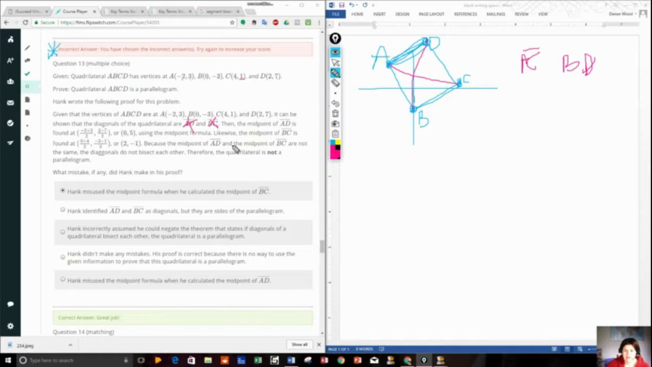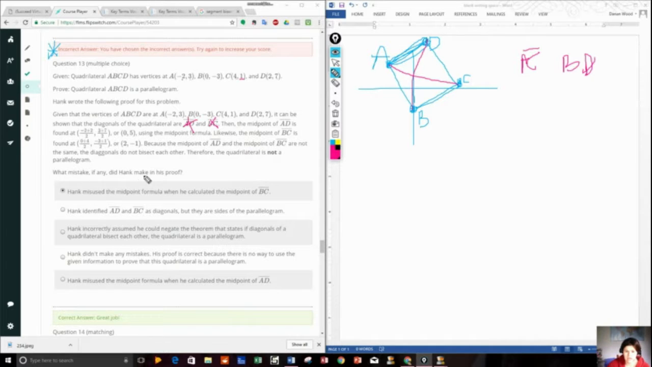Because the midpoint of AD and the midpoint of BC are not the same. Was that true? Yes, the coordinates for the midpoint were 0, 5, and these coordinates were 2, -1, so they're not the same. The diagonals do not bisect each other. Therefore, the quadrilateral is not a parallelogram.